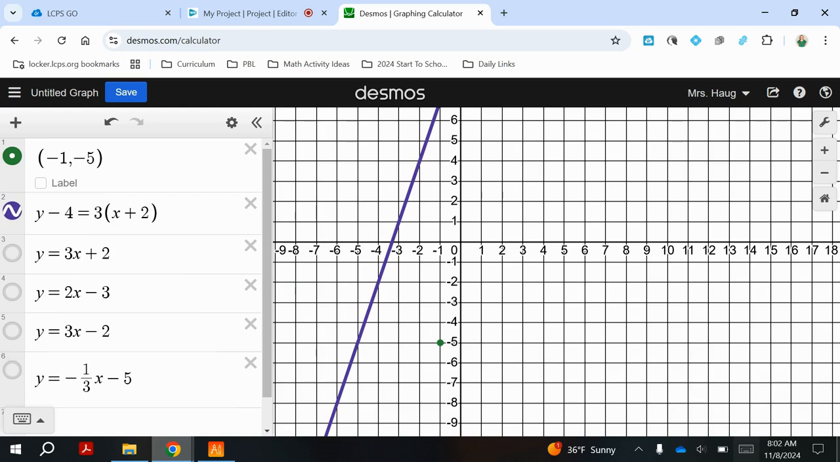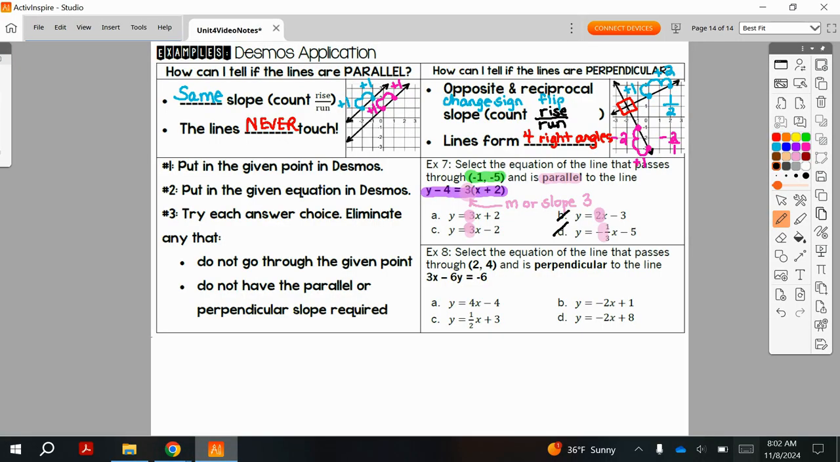So I have A and C as my final options. Putting on both A and C, I can see only one of those goes through it, and that's my blue line of y equals 3x minus 2. So that's going to be C, not A, as my final answer.